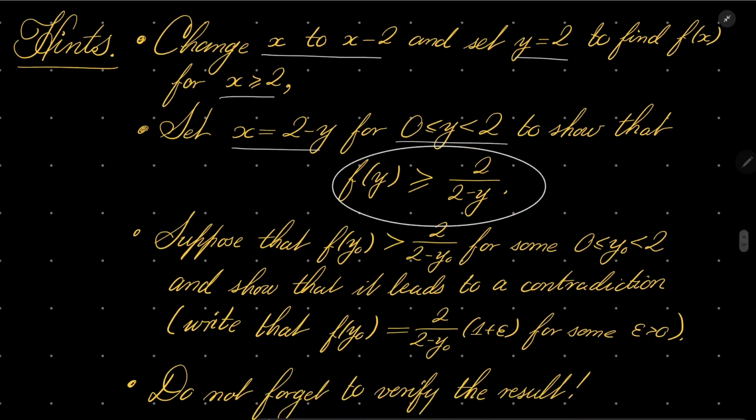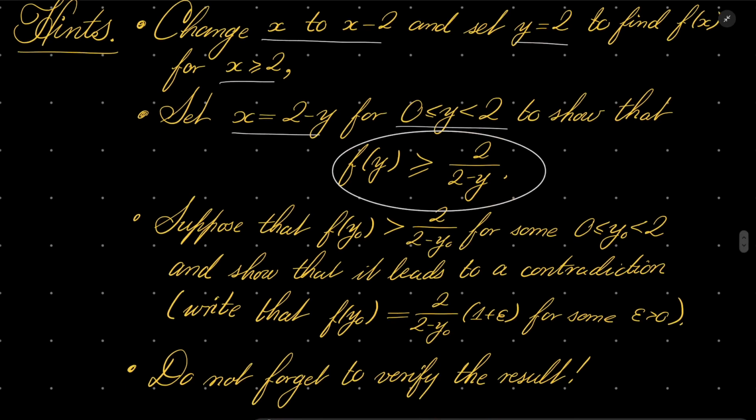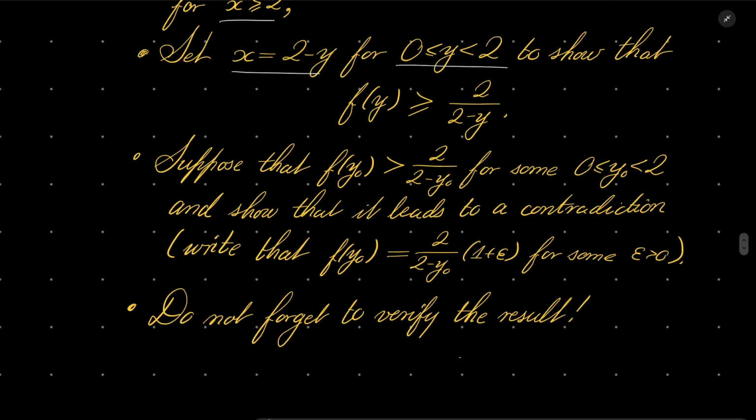At that point you should guess that in fact there should be equality, and we will have our formula. To do that, suppose that the inequality is strict for some y0, and show that it leads to some kind of contradiction. For example, you may wish to write that f of y0 is 2 over 2 minus y0 times 1 plus epsilon for some positive epsilon, and try to get a contradiction.